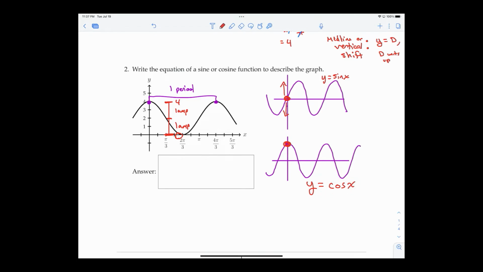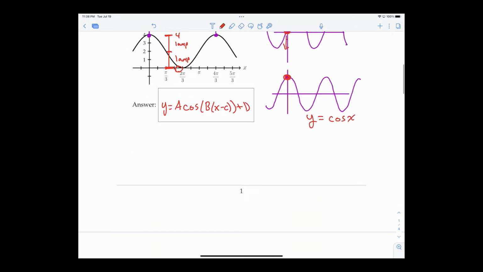So already I'm going to start with, I'm going to write it and then we'll change it. y equals a cosine bx. I wrote it too big. I'm going to start over. Right, we're trying to do y equals a cosine of (bx minus c) plus d. So it seems very complicated, but we're going to find each of those things, and it's not that complicated. So let's start out with the a.